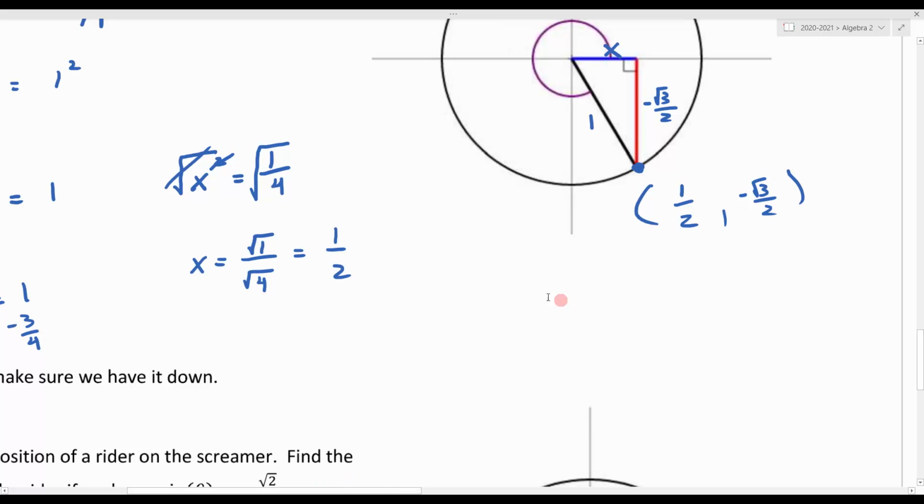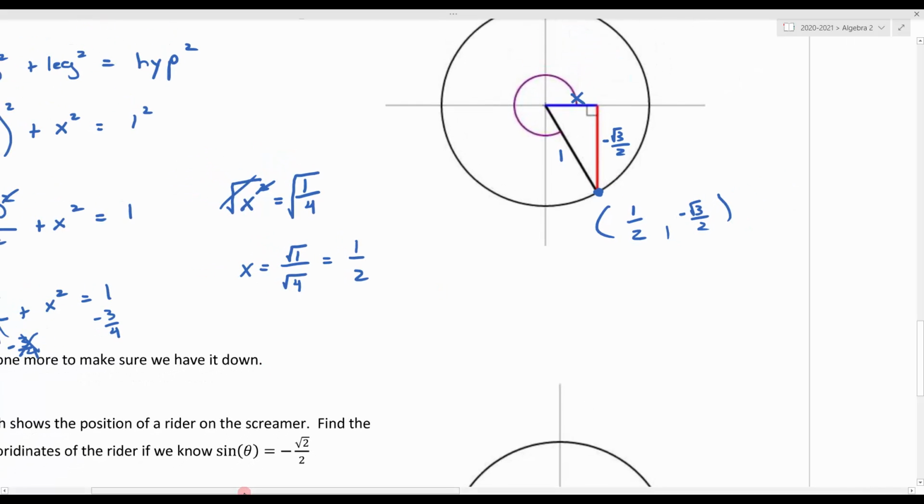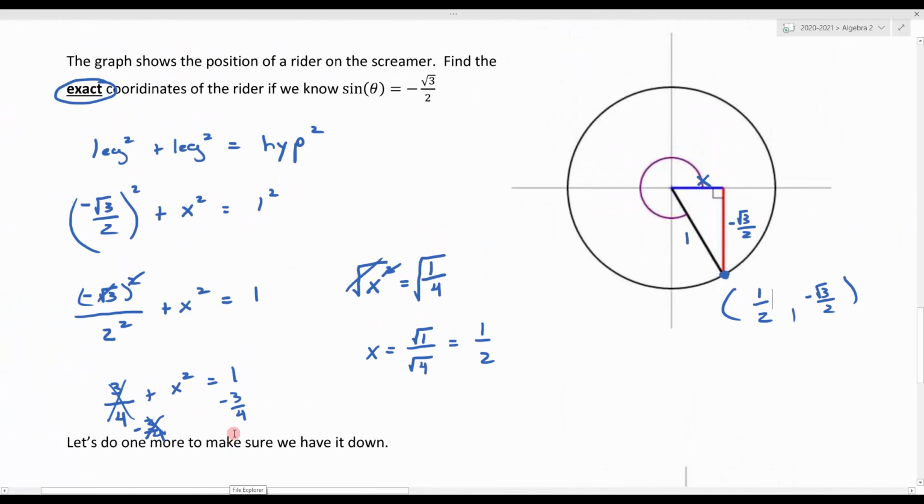And just keep in mind, when the instructions say exact, okay, this is important. Do not put any decimals in your answer, okay? They want the fraction, they want the square root. They don't want you to put that into your calculator. All right, so just leave the coordinates just like this.